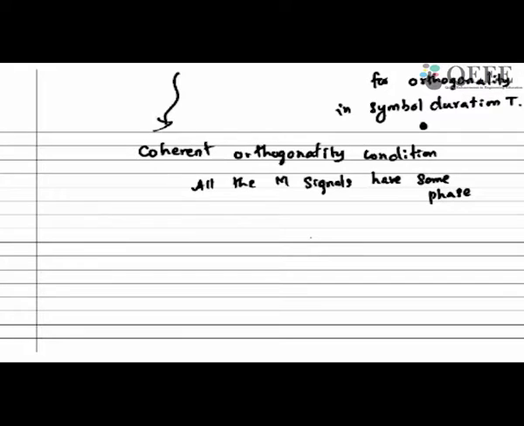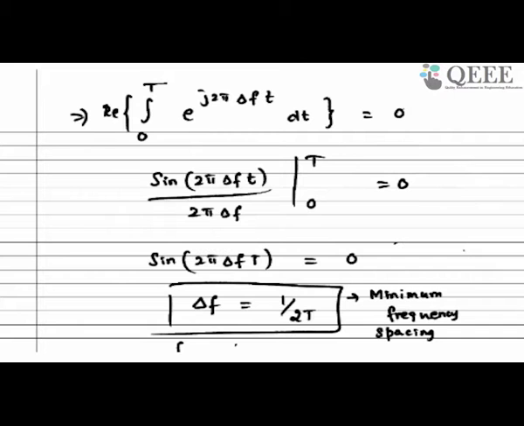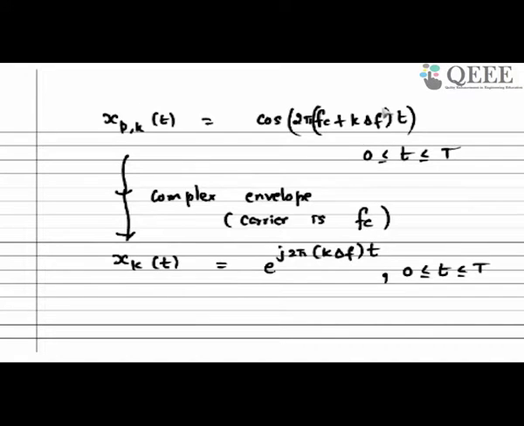One important assumption we have made is that all these cosine waveforms have the same phase. For instance, if I go back and look at this cosine waveform, they all have different frequencies, but the phase is 0. So cos 2 pi (fc plus k delta f) t, where k delta f changes, but the phase remains the same. So all the frequencies have the same 0 phase. In this particular case, all the waveforms have identical phase. So this is called the coherent orthogonality condition, because all the cosine waveforms have the same phase.